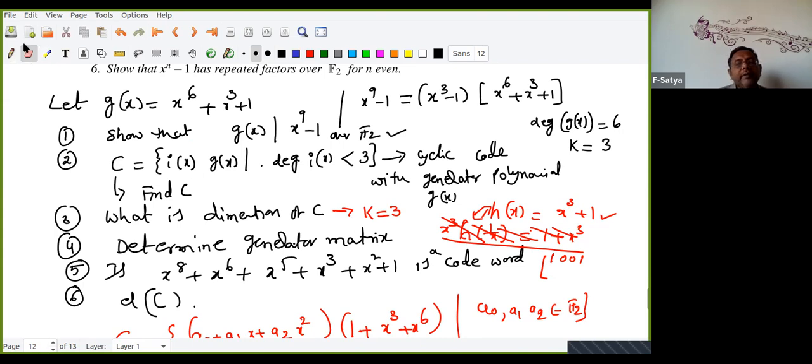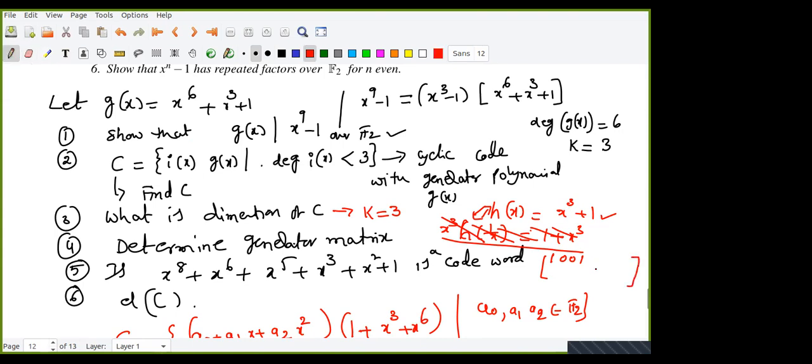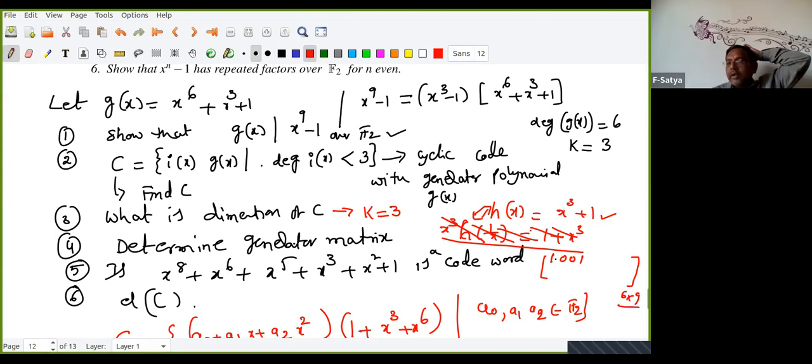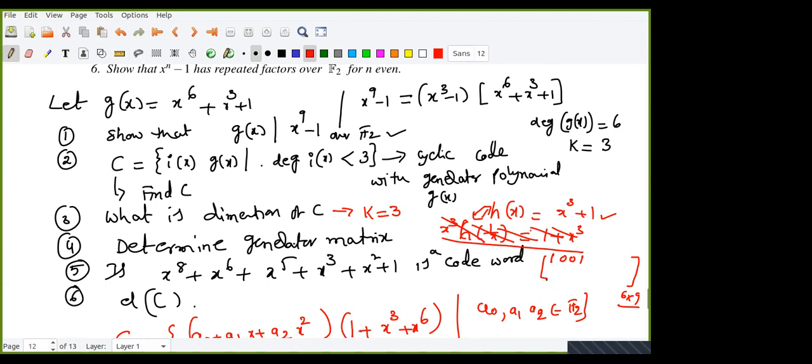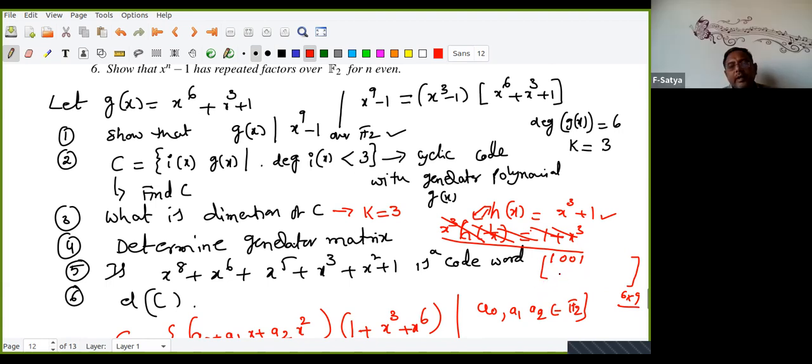So can you tell me the size of the matrix now? 6 cross 9. Good. You understand how to do it: multiply with x, x square, x cube, and so on, up to x power 5. We'll get the parity check matrix. So these are all easy.